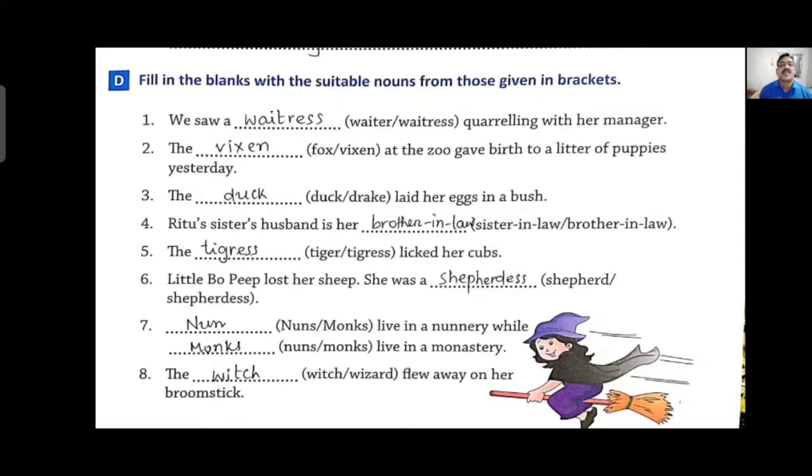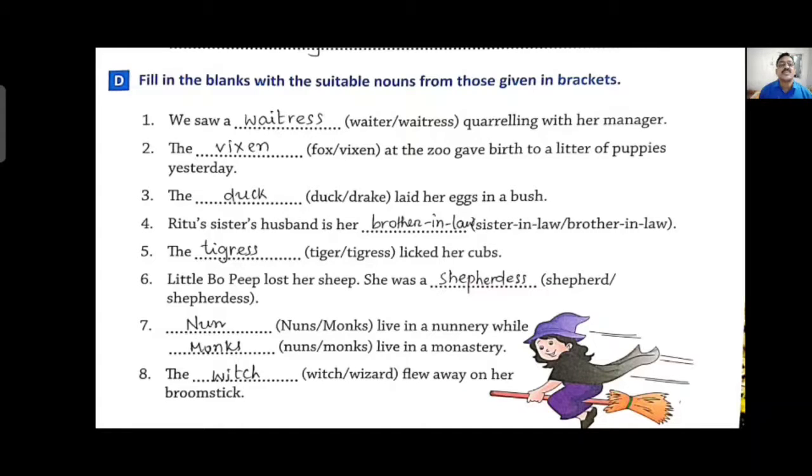Second one: the dash (fox or vixen) at the zoo gave birth to a little litter of puppies yesterday. So here, the fox is a male, and a male cannot give birth, so it will be female, vixen. The vixen at the zoo gave birth to a little litter of puppies yesterday. Next comes the third one: the dash (duck or drake) laid her eggs in a bush. Drake is male, and a male cannot lay eggs, that's why it will be the female, duck. The duck laid her eggs in a bush.